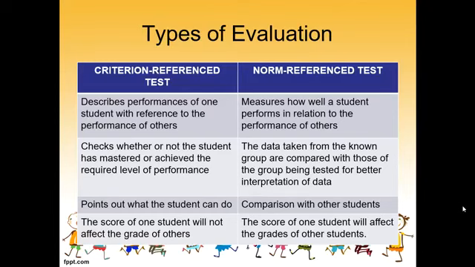Okay? Now, so as to recall, criterion reference is when we compare based on a target score or target standard. Meanwhile, norm reference is when we compare students' performance with other students.